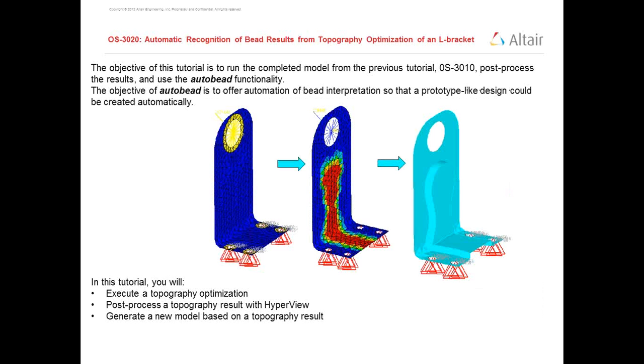So the objective of this tutorial is to run the completed model from the previous tutorial, post-process the result and use the bead functionality. The objective of AutoBead is to offer automation of bead interpretation so that prototype-like design could be created automatically. So we'll create a surface file, that is the IGS file from this model. In this tutorial you will execute a topography optimization, post-process the topography results with HyperView, generate a new model based on topography results. So we'll see how we can do it.